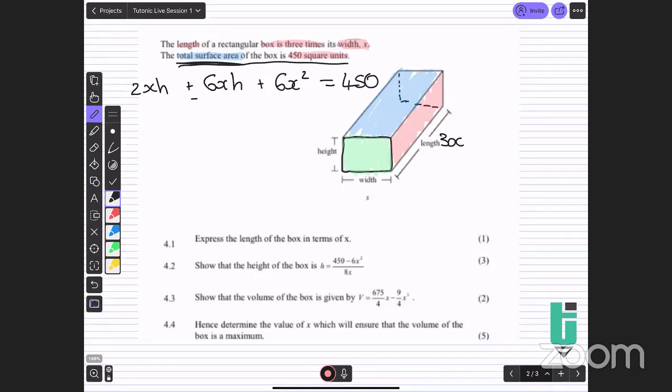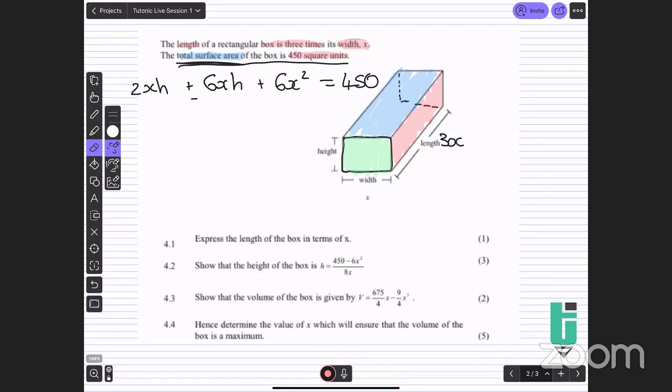Now they say express the length in terms of x. What do they mean by length? Oh yes, of course. The length is just 3x. Sorry, we've done that. It is 3x. We did a whole extra step there. We're ahead of the game.